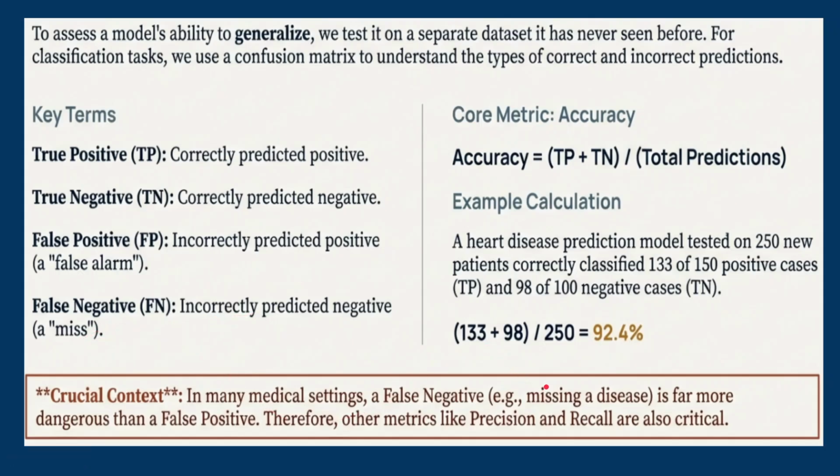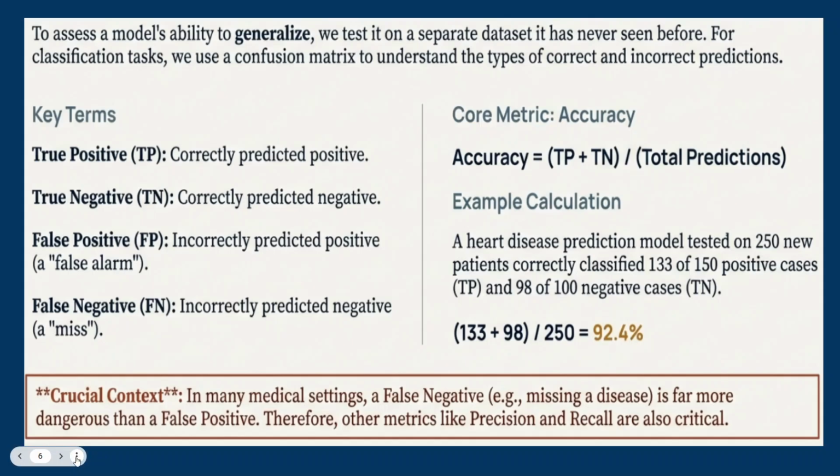Okay, now we have seen all the terms, and how to find out the accuracy: accuracy is equal to TP plus TN over total predictions. For example, 250 new heart disease patients are given to a model, and it classified 133 as positive cases out of 150, and out of 100, 98 are negative cases. So how to calculate TP plus TN by total cases? So 133 plus 98 by 250, this is 92.4% accurate.